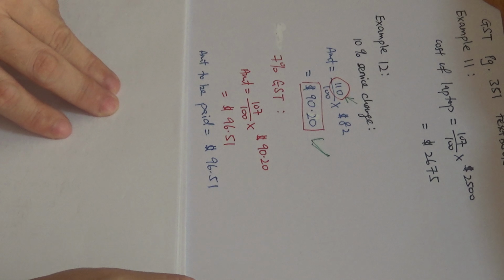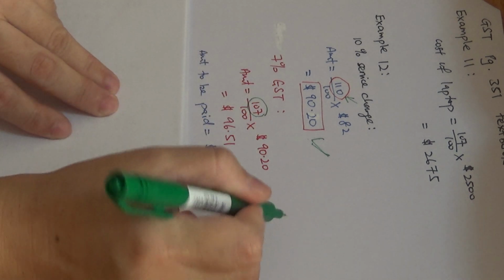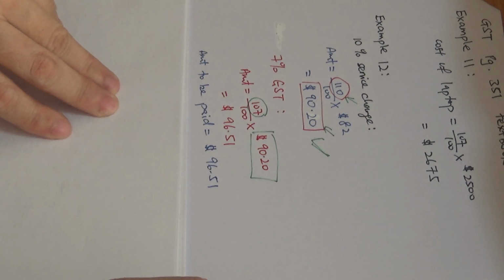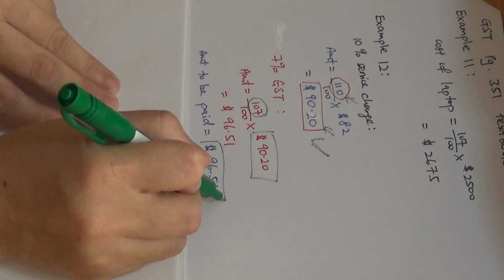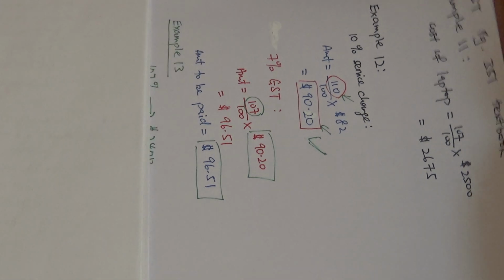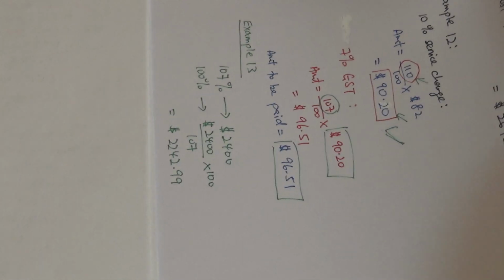Now if on top of that I have to pay 7% GST, I have to pay 107% of this particular amount. Okay, because the GST is charged after the service charge. Therefore, my final answer is $96.51.